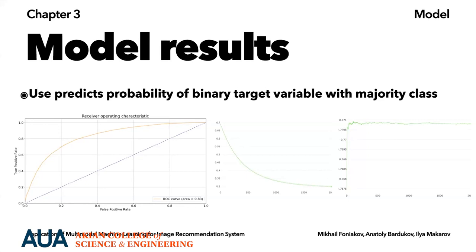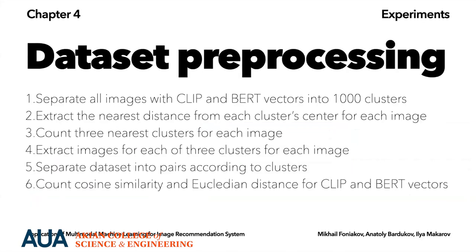The log loss function of the model is 0.29. However, I will use the predicted probabilities of the positive class, the output of our model. It will help us to rank the results of our future experiments. The profound metric shows the quality of ranking as we will rank our images. Its indicator is 0.77. So we need some experiments with our data.